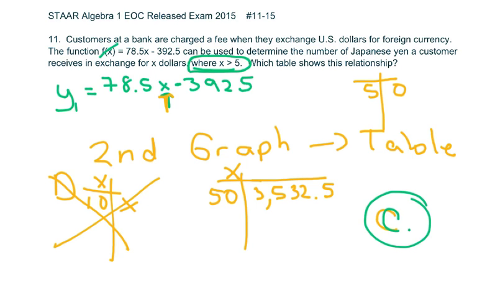Don't let this part confuse you though. That just means when you plug in 5 you get 0. And they're just wanting it to be above that. Alright?